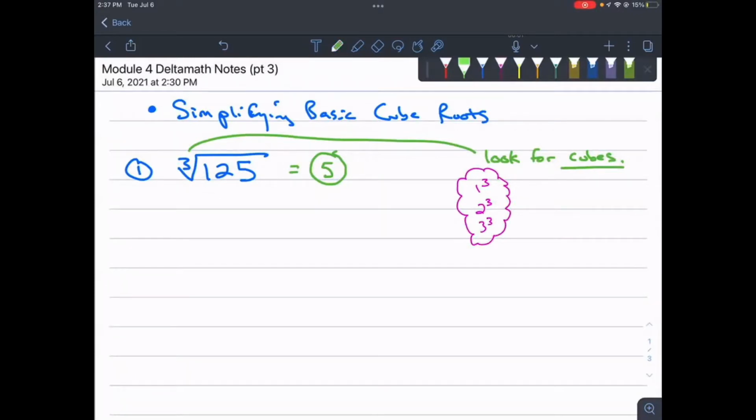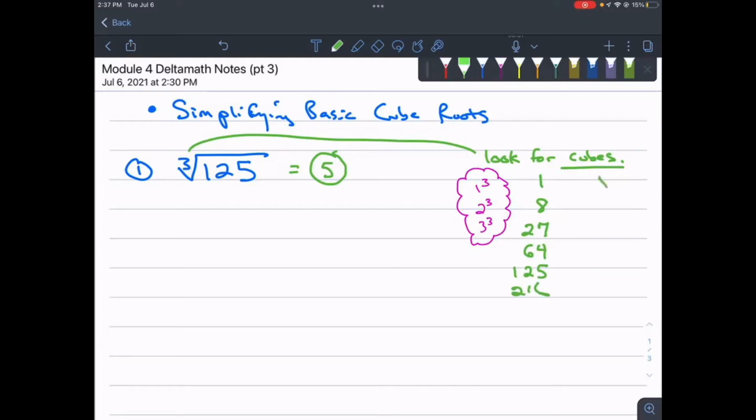So the first cubes: 1 times 1 times 1, 2 times 2 times 2, 3 times 3 times 3, 4 times 4 times 4, 5 cubed, 6 cubed. That's probably as big a list as you'll need for the numbers.